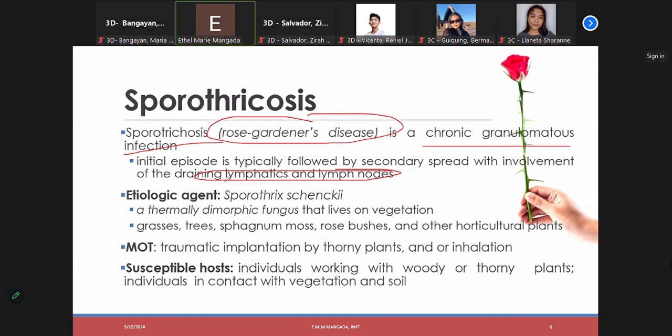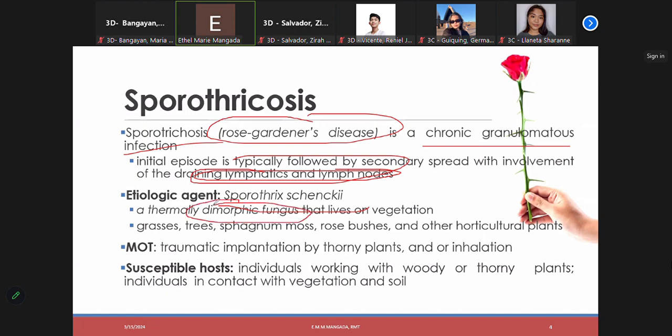Okay. So, your sporotrichosis is also known as Rose Gardener's disease. And again, we said sometimes there is lymphatic involvement, even the lymph nodes. That is why in the lesion, sometimes we have fluid coming out because of the drainage. So, the etiologic agent, again, is Sporothrix schenckii. And don't forget, it's a dimorphic fungus.